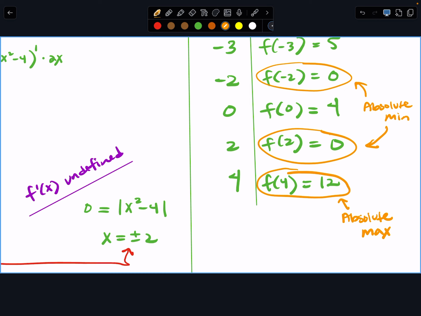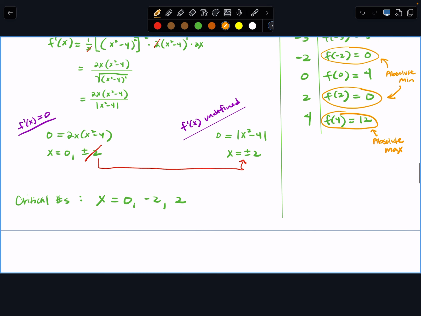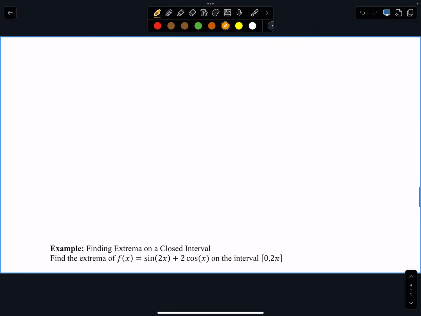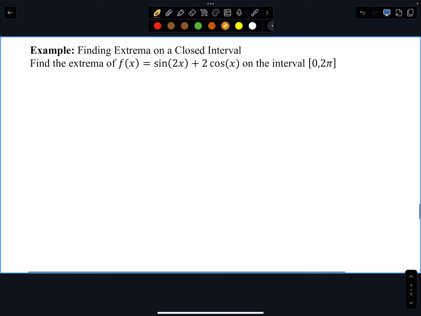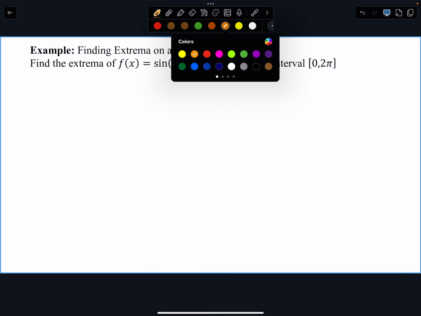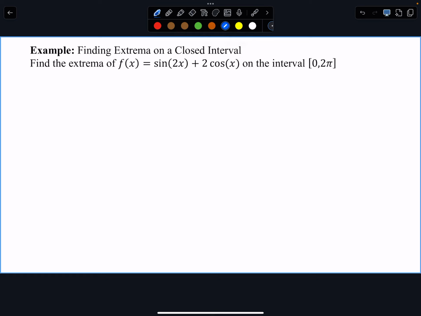I think we're going to have time to do one more together. So I'm going to skip this next one for now because I think you guys can do it on your own. Let's get a little triggy. Yeah, okay. Sine of 2x, 2 cosine x, both continuous functions. So when they're added together, guess what? They're still continuous on the interval from 0 to 2 pi. So the extreme value theorem applies, and we can go straight to finding f prime.